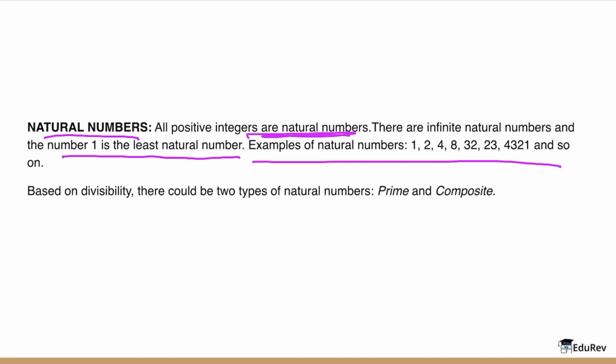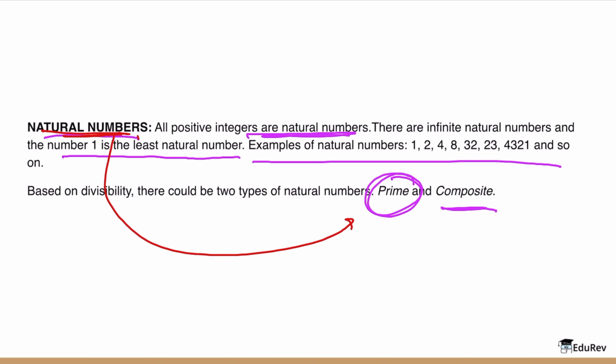Now based on the divisibility, there could be two types of natural numbers. Okay, so the two types of natural numbers can be prime numbers and composite numbers. So there are two types of natural numbers, this you have understood. One is your prime and the other one is your composite number. So let's understand what are prime and what are composite numbers.